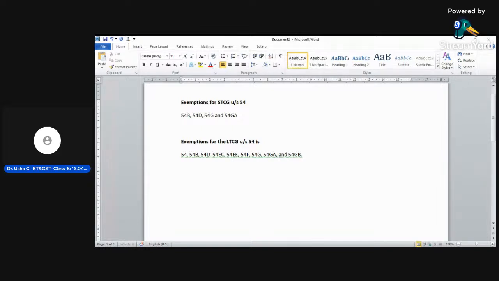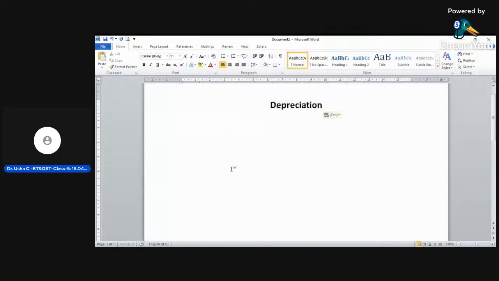Okay, today let us concentrate on depreciation, because there may be one question on it, not that it must compulsorily be there. So you may have one question on depreciation for 10 or 15 marks. Okay, so let us concentrate on this.